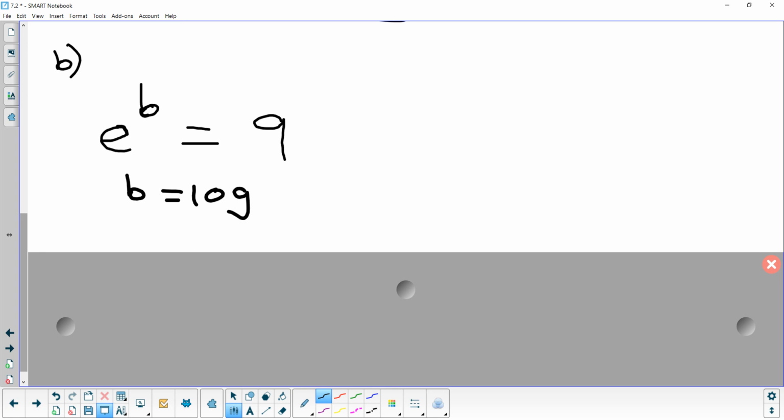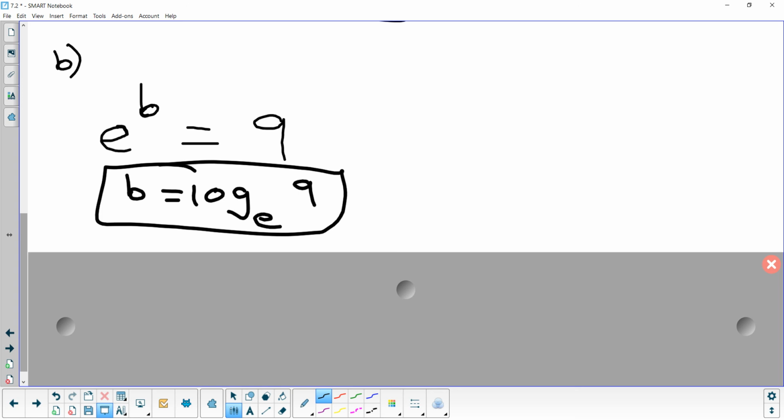Katrina, what's going to be the base on my log? E. E was the base originally because it's lower than the exponent. E is going to be lower than the log. So we're going to make that my base. And 9 is my argument because it was all by itself. Right, so that says b equals log base e of 9. That's how you pronounce it. Okay, any questions on that one?